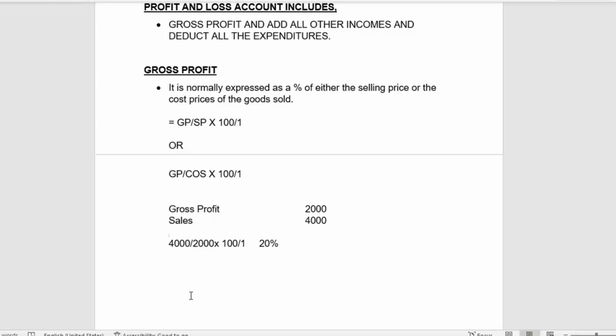But anyway, on the next one, either you are given the gross profit and the cost of sales, or you have to determine how much the gross profit is and the cost of sales, and then you adjust it by saying gross profit divided by the cost of sales, and then you multiply that by 100 divided by 1. So this is all your income statement components, basically.